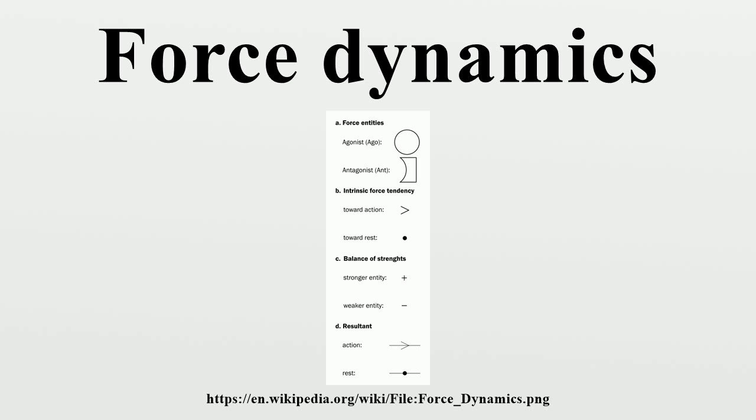The outcome of the force dynamic scenario depends on both the intrinsic tendency and the balance between the forces. The result is represented by a line beneath agonist and antagonist. The line has an arrowhead if the outcome is action and a large dot if the outcome is rest. In the example, the door stays closed. The antagonist succeeds in preventing it from being opened. The sentence "the door cannot open" can be force dynamically represented by the diagram at the top of this page.